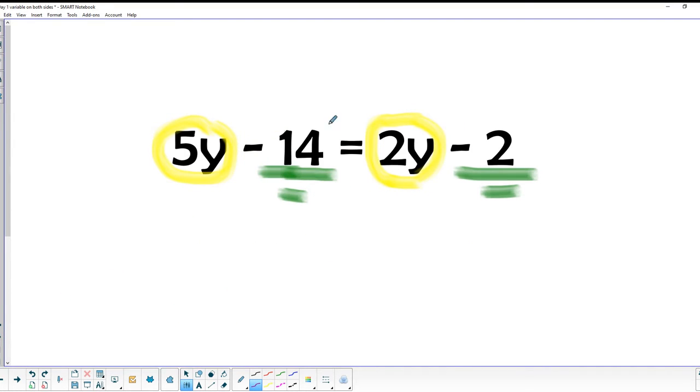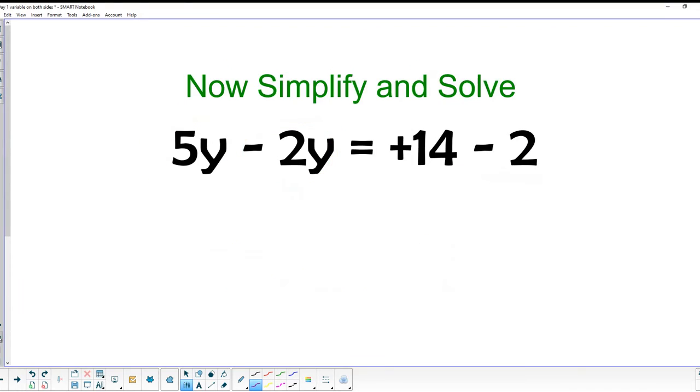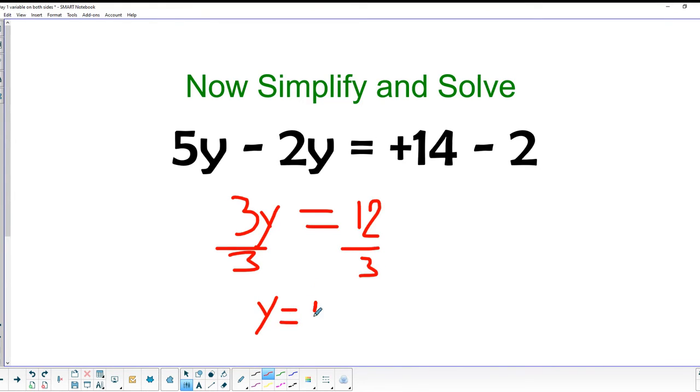We moved 2y over with 5y, so it became negative 2y. And we moved negative 14 over with 2, or minus 2 over there, so it became positive 14. Once we get to that point, all we need to do now is simplify the expression and finish solving it. So 5y minus 2y is 3y. So 3y on the left side, and on the right side we have 14 minus 2, which is 12. And when you divide 12 by 3, which is what we do in this case, we end up with y equals 4.